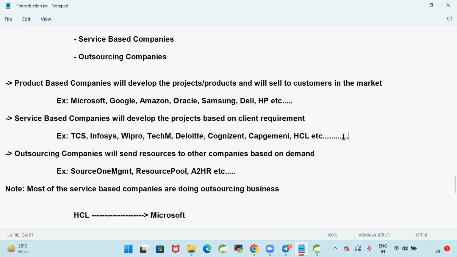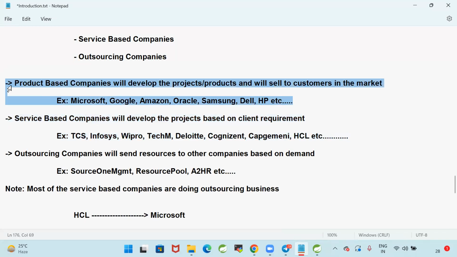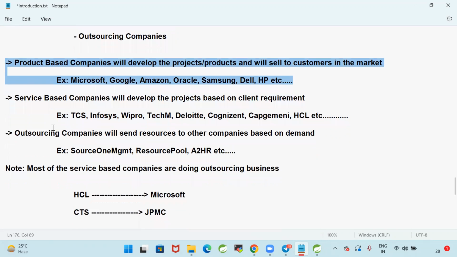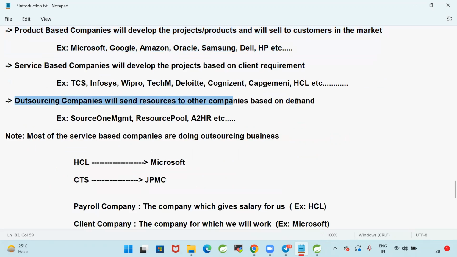So based on the requirement, these companies will develop the project. But the product based, with their ideas, they will develop the project, they will sell their project to you. Then what is outsourcing? Outsourcing means one company will give the employees to other company.